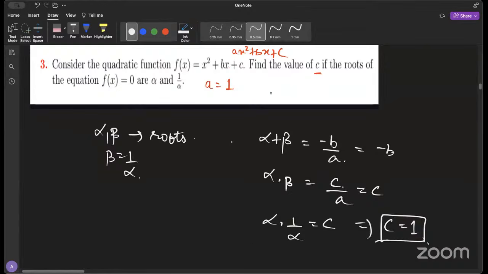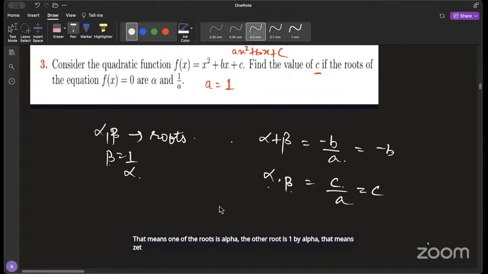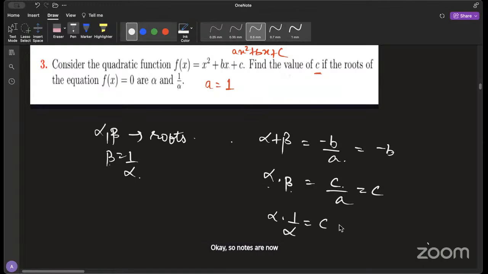Still, the last part isn't clear, alpha and 1 by alpha equals c. Okay. If you have alpha and beta as roots, then alpha into beta is c by a, right? Now, what are your roots given to be? It says find the value of c. The roots are given to be alpha and 1 by alpha. That means one of the roots is alpha, the other root is 1 by alpha. That means beta is 1 by alpha.